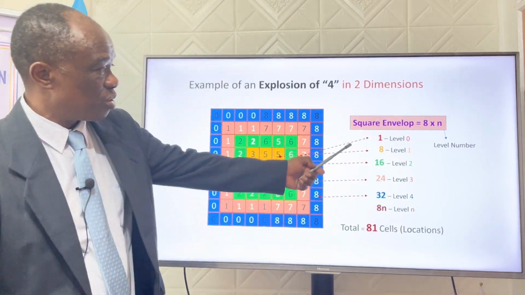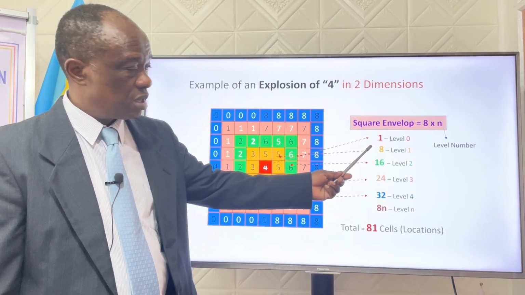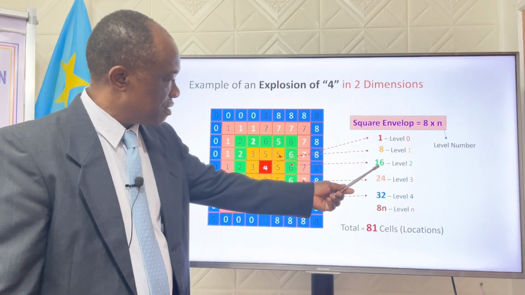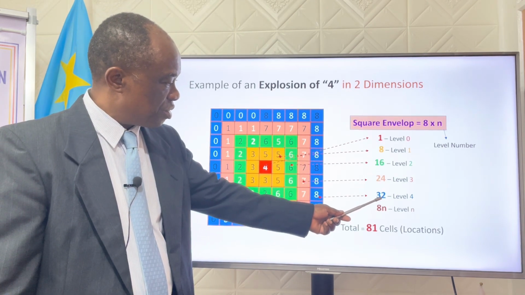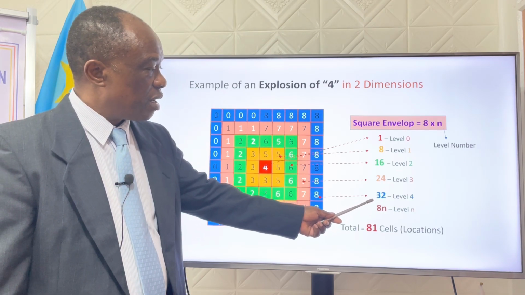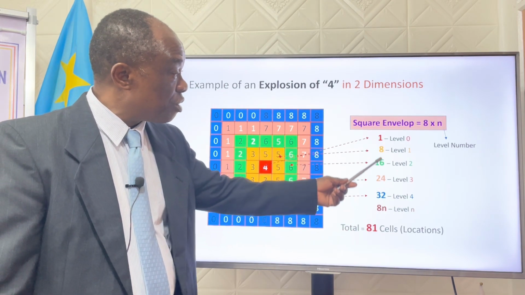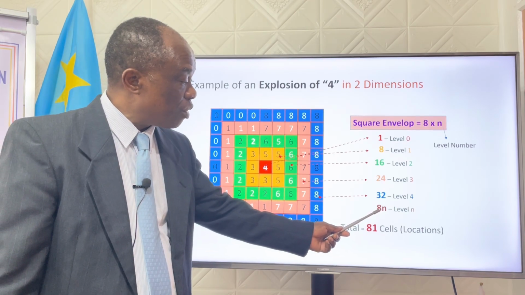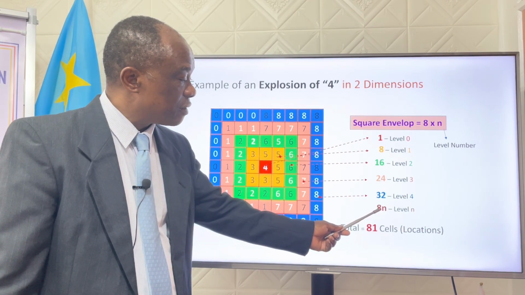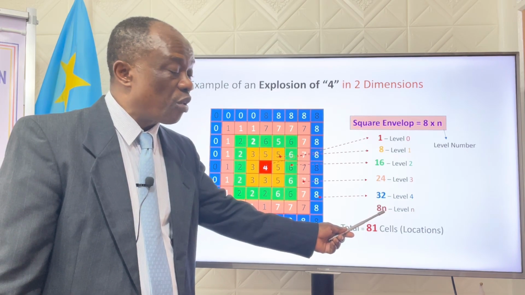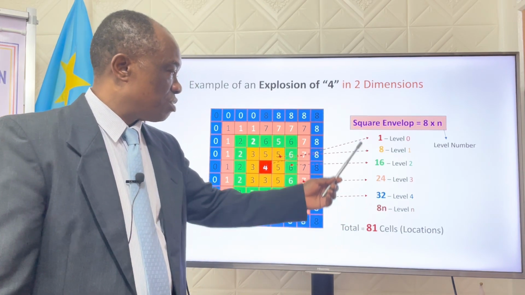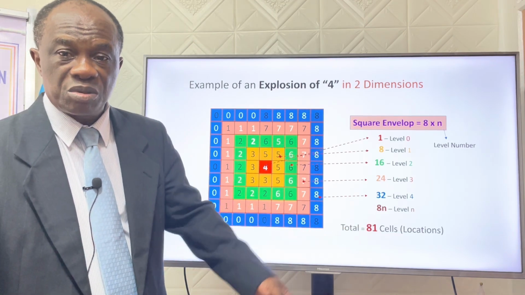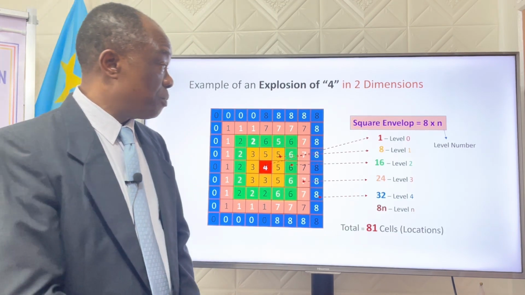This is what I have been talking about. We have 8, 16, 24, 32. Then to calculate for any level, just get the number of locations will be 8 times the level number, and that's what you get. 8 times the level number. It's very simple.